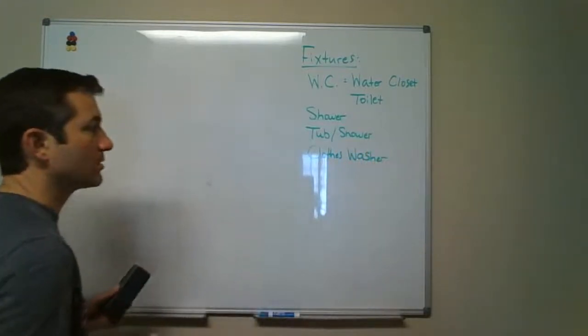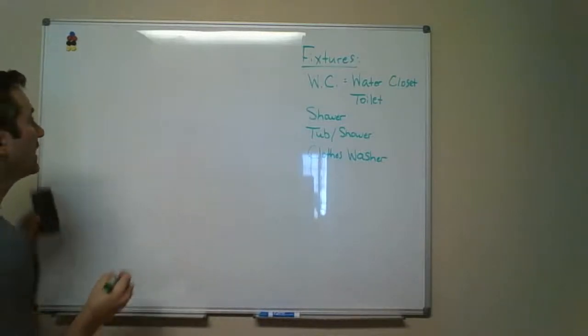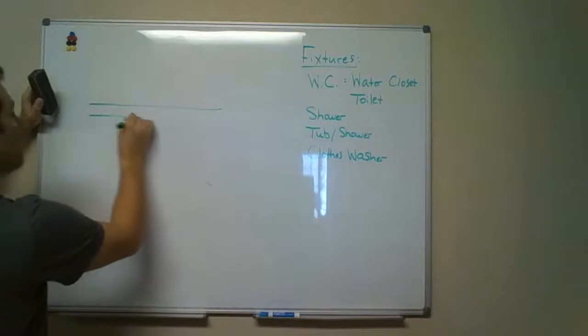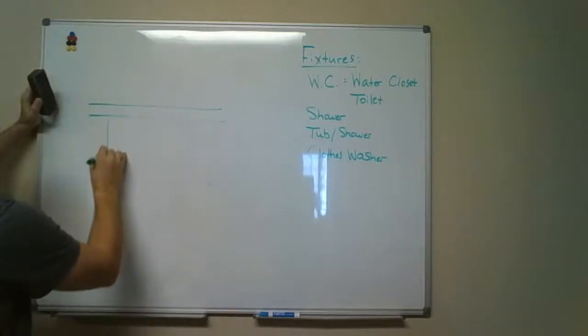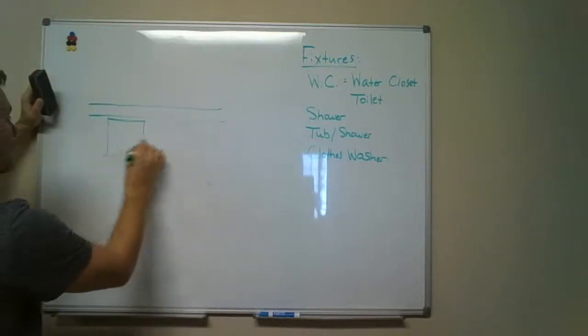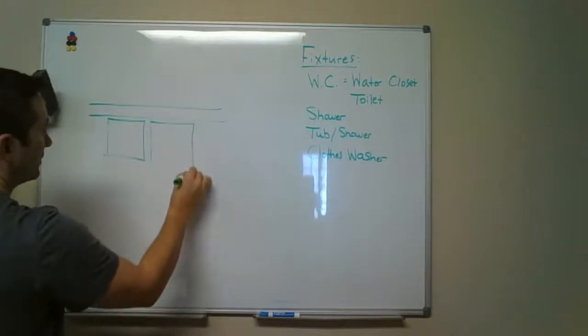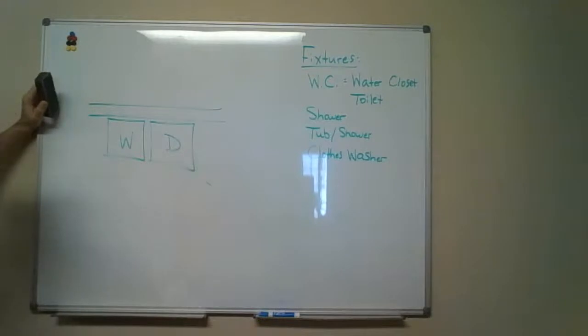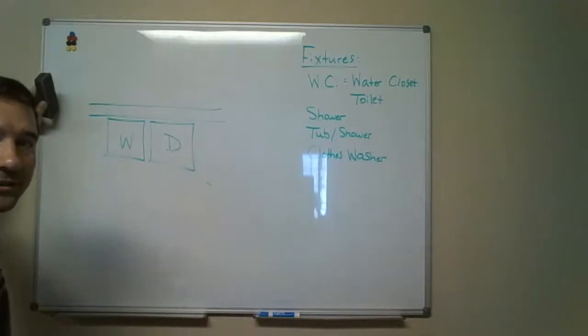Now the clothes washer, if you were to go and look behind your clothes washer on the floor plan, you're going to have a wall back here, and it's just going to be represented by two boxes here, W and D. You got a washer and dryer.